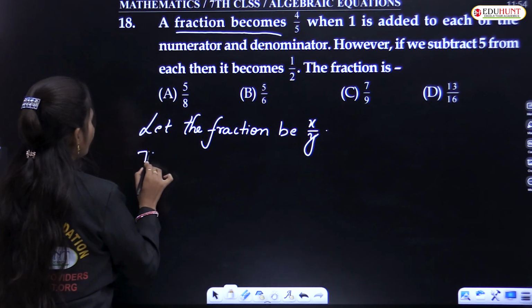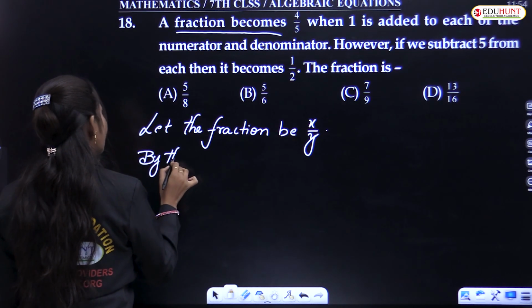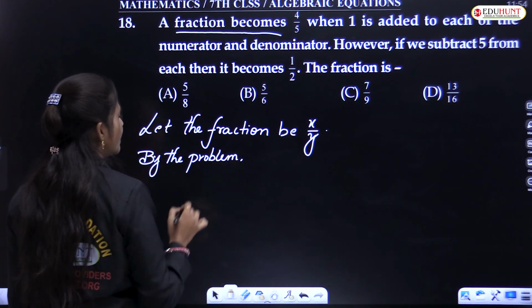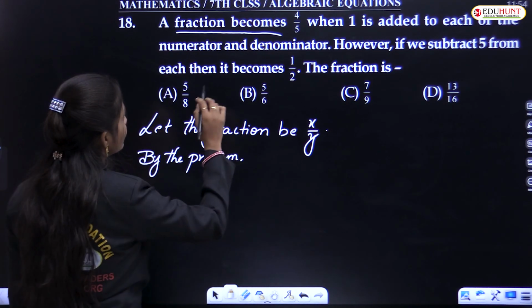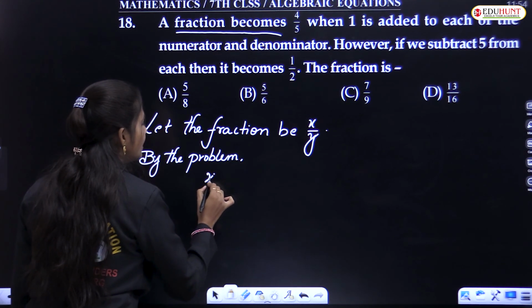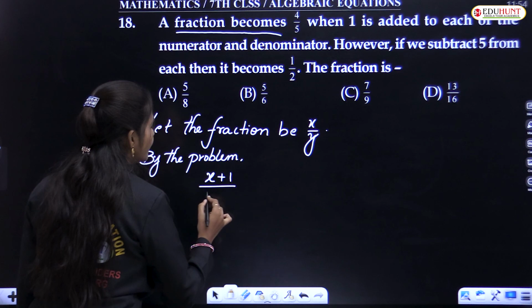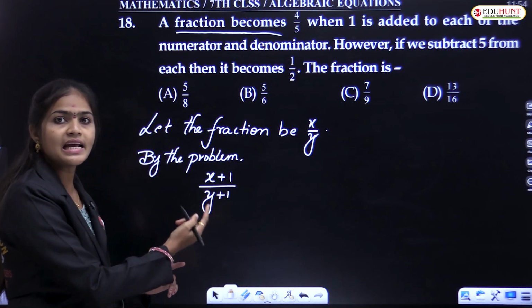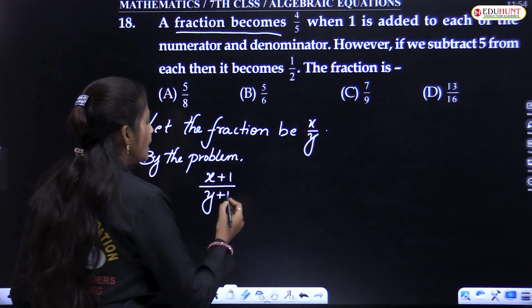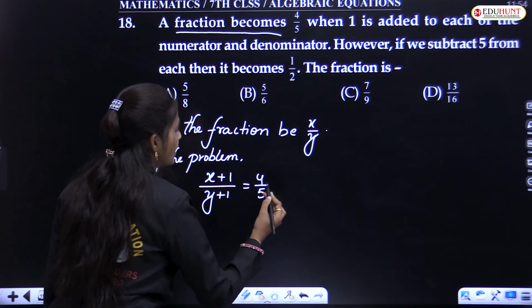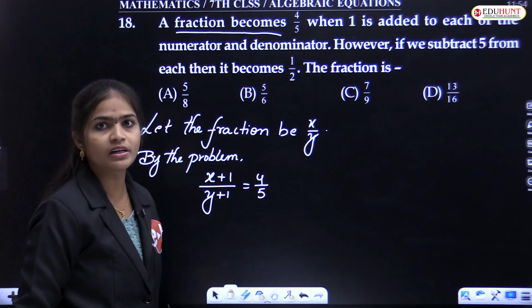Now here, by the problem, we have to write the conditions. The first condition is when 1 is added to each of the numerator and denominator. So we have to add 1 to the numerator as well as 1 to the denominator. Now the fraction becomes 4 by 5. That's what they are saying.